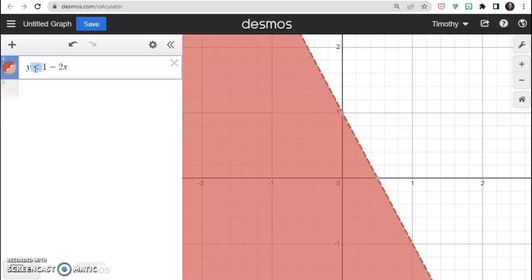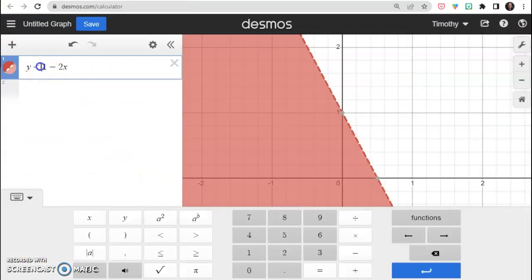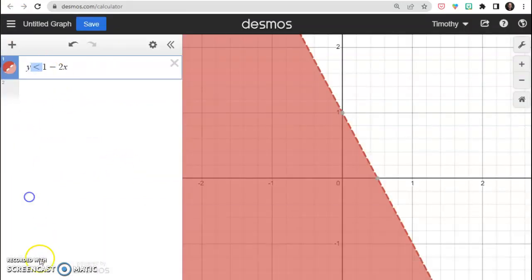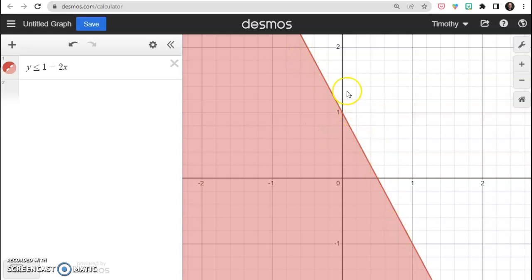Say I make that a less than or equal to symbol. Whoops. Here, trying to make this a less than or equal to symbol. We can pull up the keyboard down here if you're at Desmos. Here's less than or equal to. Notice it makes it a solid line.